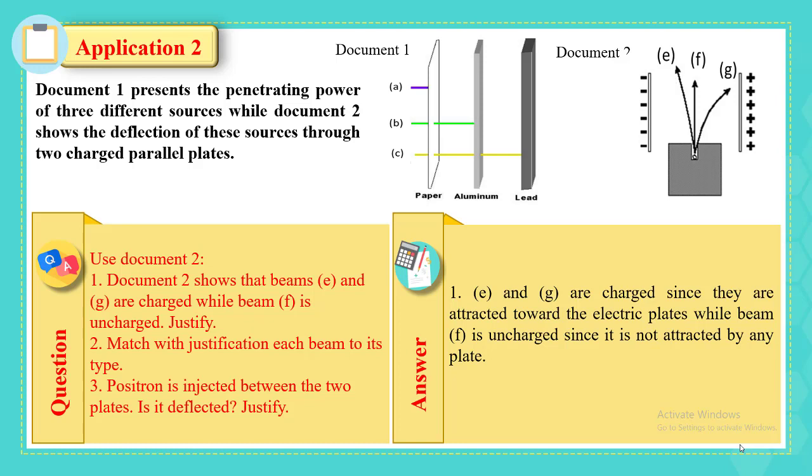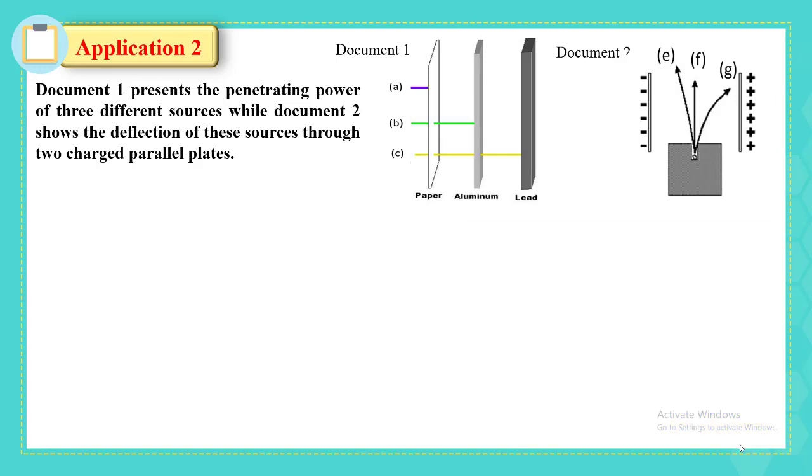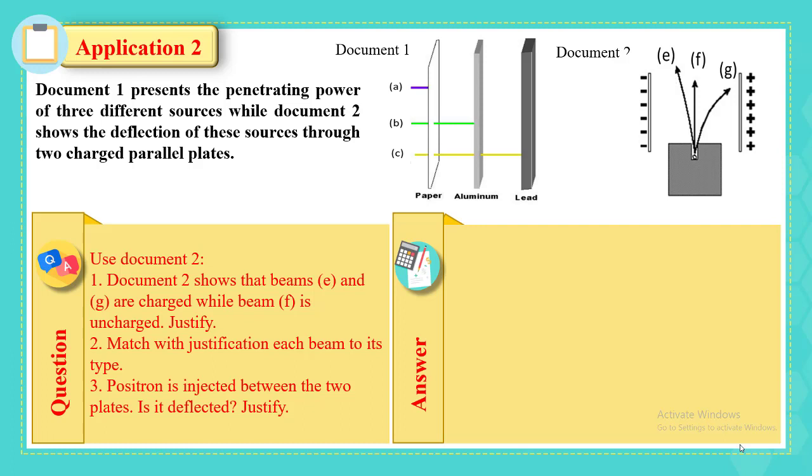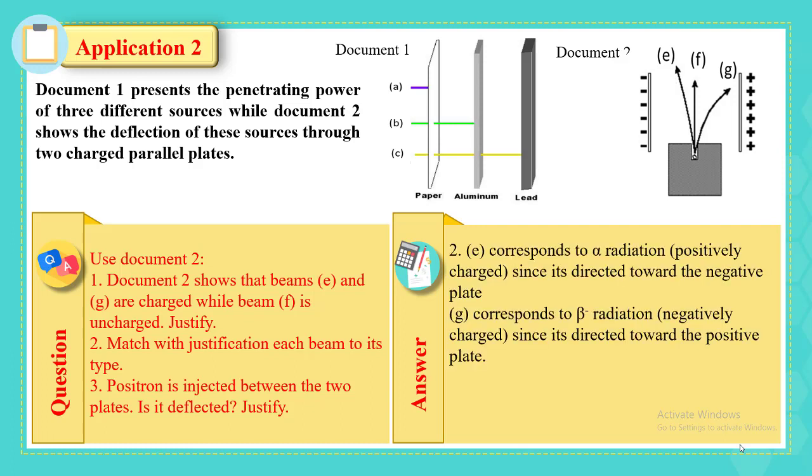In the second question, we have to match with the justification each beam to its type using document 2. E corresponds to alpha radiation because it is positively charged, since it is deflected towards the negative plate. G corresponds to beta minus radiation because it is negatively charged, so for this reason, it is deflected towards the positive plate. F corresponds to gamma radiation, uncharged, since it is not deflected.